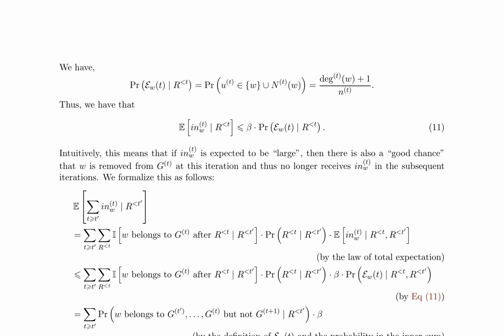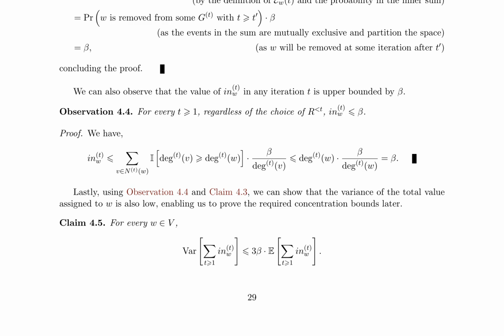Here is a combined summary of pages 31 and 32 of the research paper. The authors derive an upper bound on the expected value of in_{t,w}, which represents the total value assigned to vertex W at iteration T. Specifically, they show that E[in_{t,w} | R < T] is less than or equal to beta Pr[E_{w,t} | R < T], where E_{w,t} is the event that W is removed from the graph G_T at iteration T. This inequality implies that if in_{t,w} is expected to be large, then there is a good chance that W will be removed from G_T and no longer receive value in subsequent iterations.